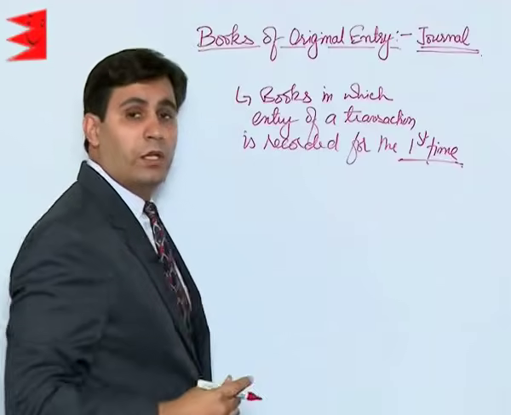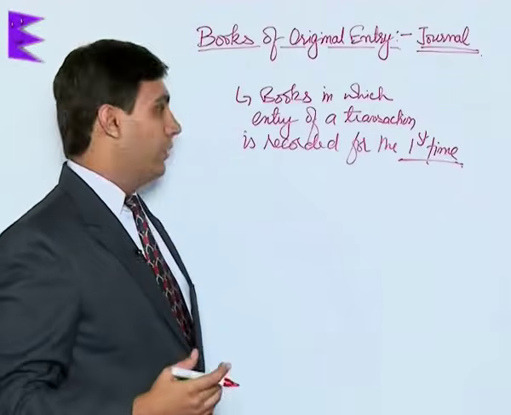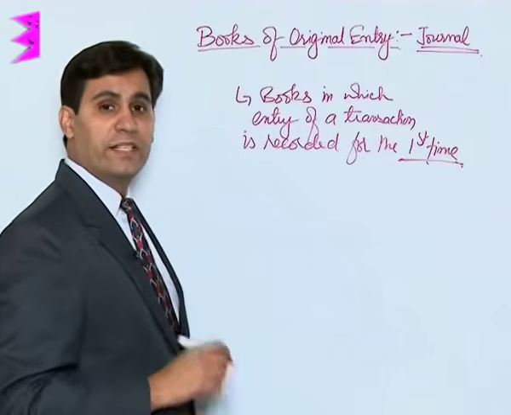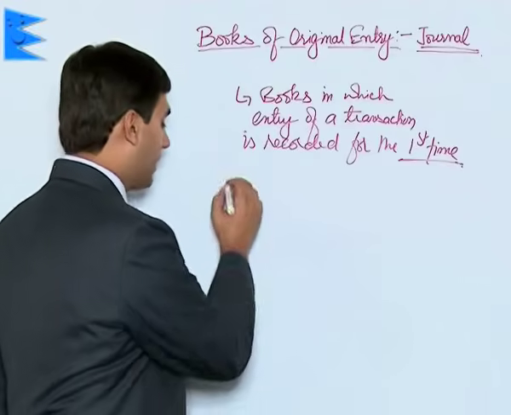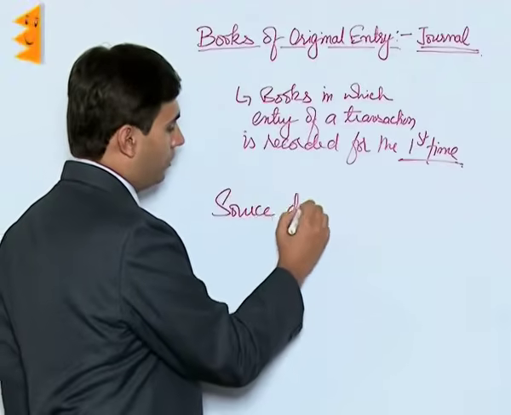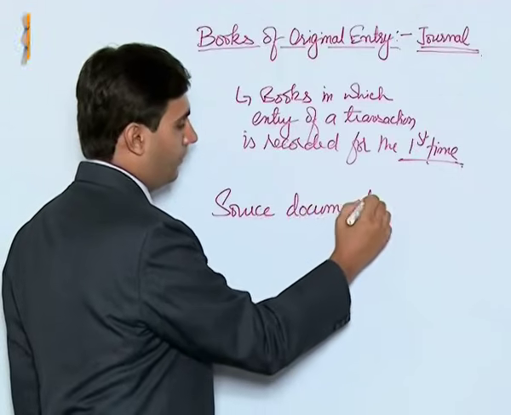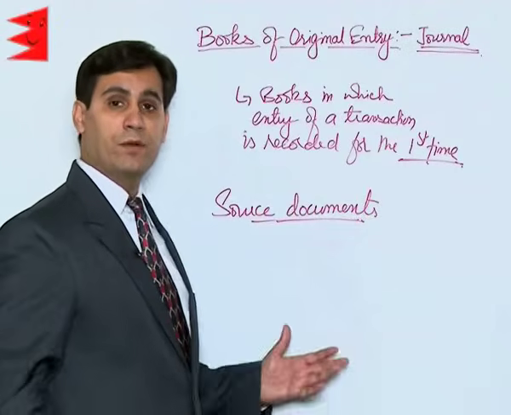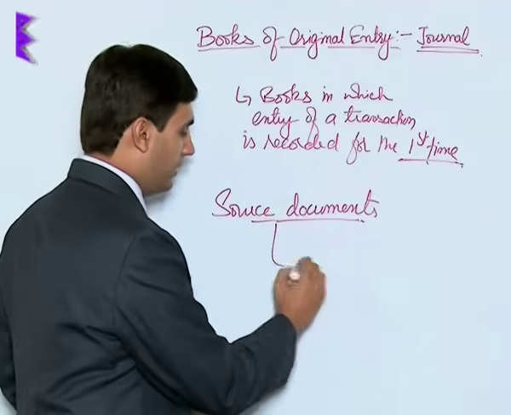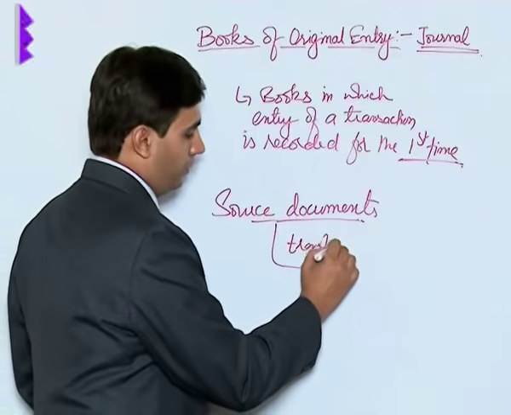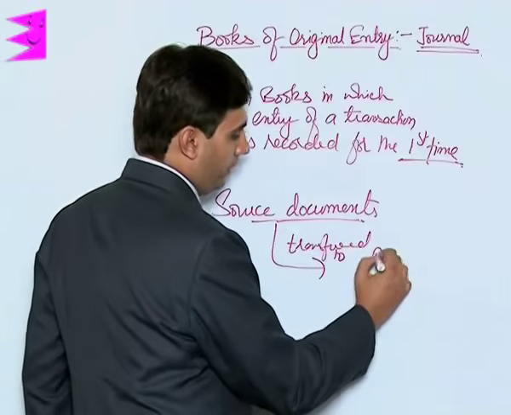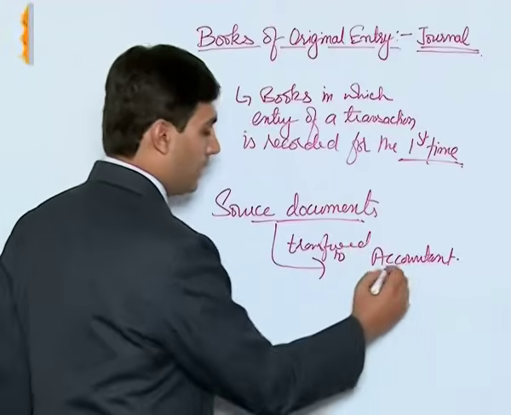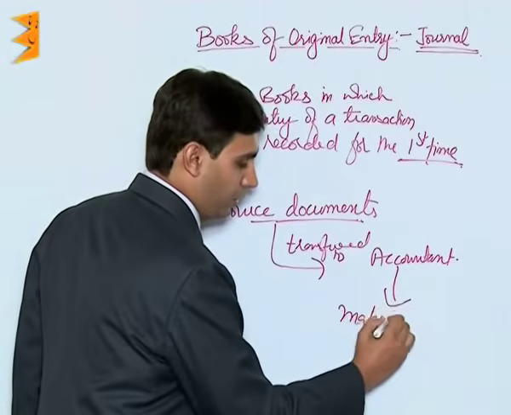Now students, how and what prompts an accountant to actually make an entry? Let us recall the process of accounting, and we had studied that for every transaction source documents are prepared. Source documents. Now students, if a transaction takes place, any voucher, bill or any transfer voucher is created. This document is then transferred to the accountant, and upon receiving this source document, the accountant then makes an entry in the book.